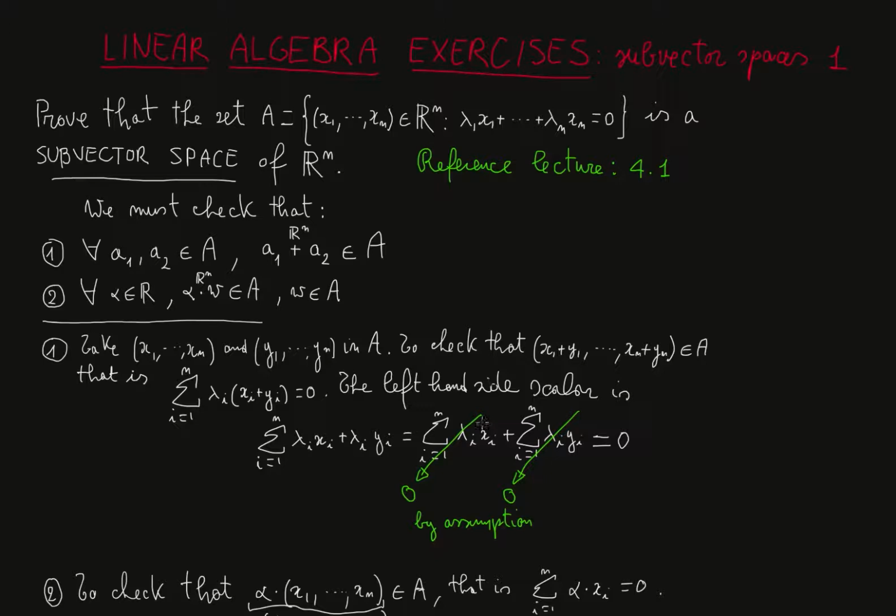Since x1 through xn lies in A, the big sum on the left equals 0 by definition of A. Likewise, the second big sum of the yi's equals 0 as well, because this vector also belongs to A. So we are summing up 0 with 0 and we get 0.